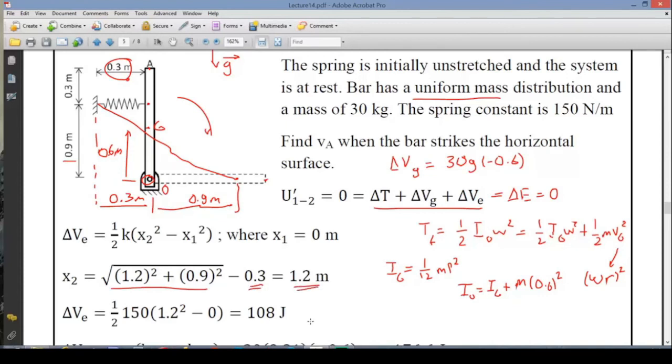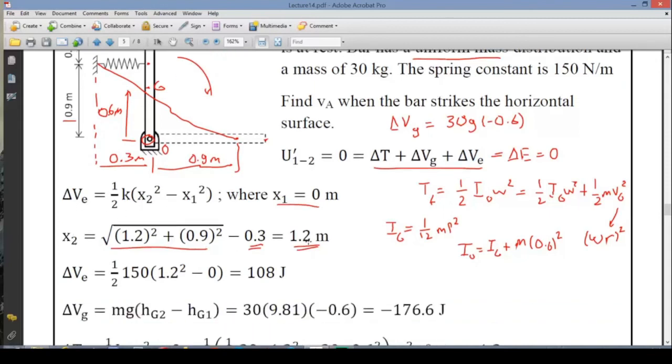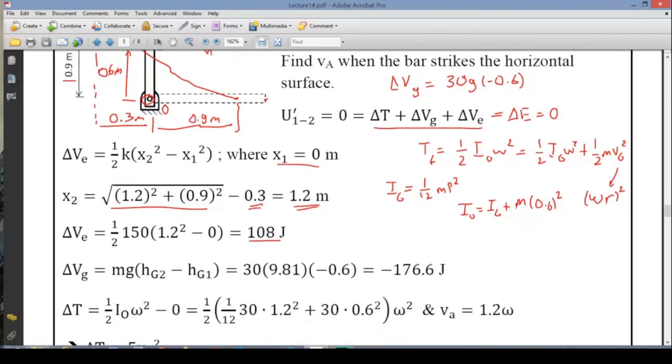The total extension is 1.2. In the initial case, it's extended by 0. That's x1 equal to 0. So we can calculate the potential energy change due to the elasticity by using this 1.2, which happens to be 108 joules. The potential energy change due to the gravitation is a negative value, as we have discussed here, which is calculated by using this drop of the mass center. It's dropping by 0.6 meters.